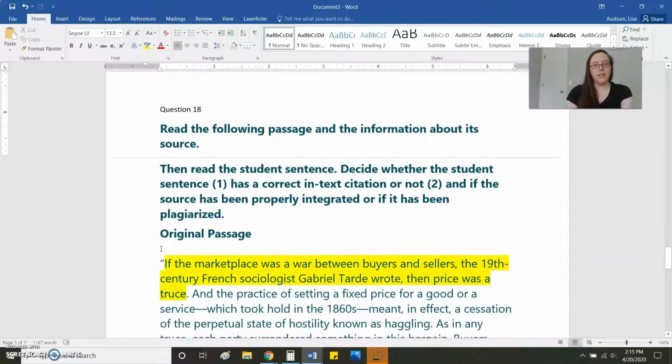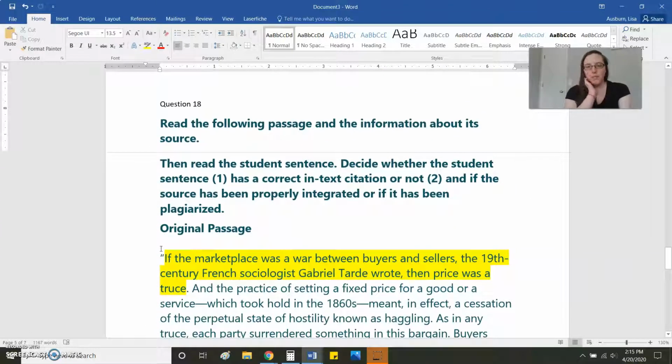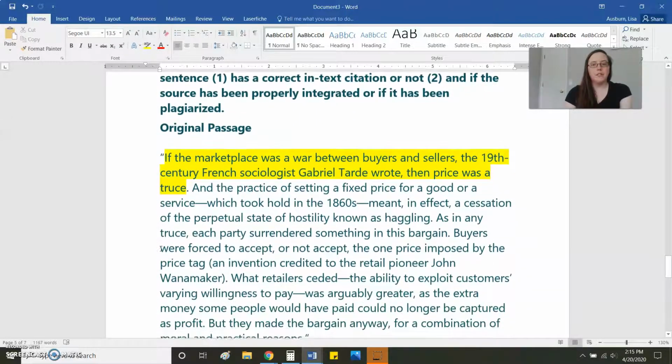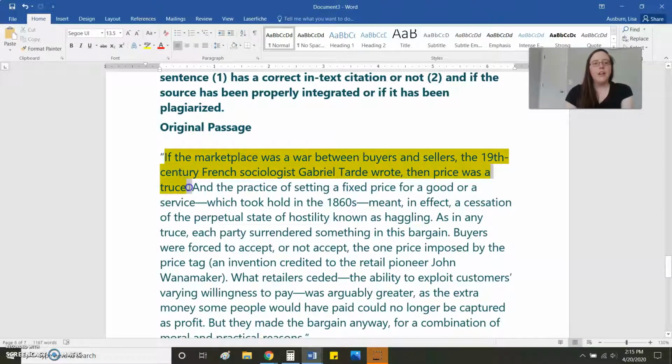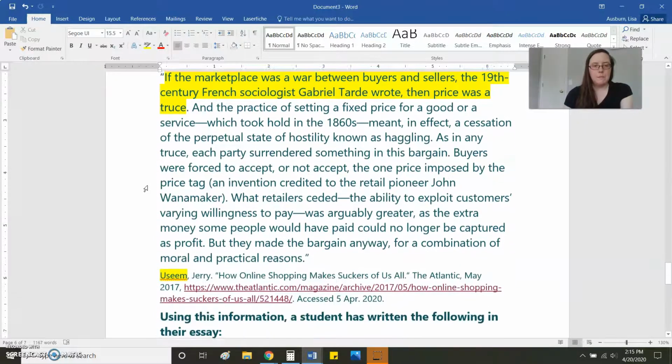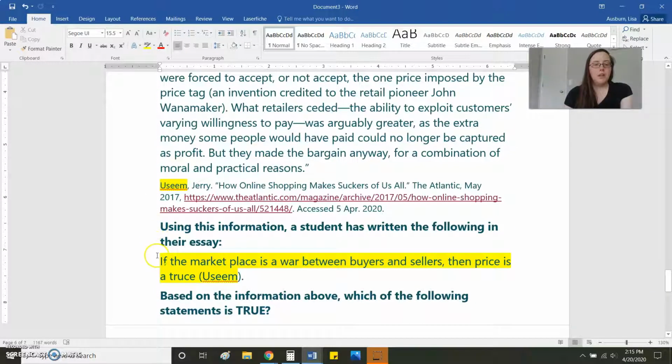All right, we got one more to take a look at. And this one approaches the same passage, same citation, but just a different part of the original passage. So here we're taking a look at the first sentence. If the marketplace was a war between buyers and sellers, the 19th century French sociologist Gabriel Tarde wrote, then price was a truce. Okay, so we have to figure out what that means and if it's been paraphrased. The student wrote, if the marketplace is a war between buyers and sellers, then price is a truce. And then we see, in parentheses, Useem.